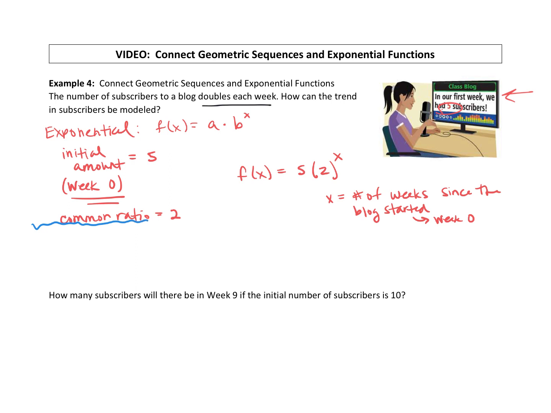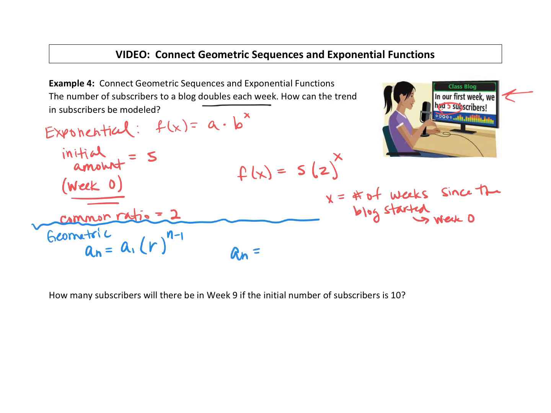We also can write this as a geometric function. Because the number of subscribers doubles each week, that's multiplying by 2 to get the next week, multiply by 2 to get the subscribers the next week, and so on and so forth. This would be a geometric sequence if we wrote out the sequence. So to write a geometric sequence, we'll just use the explicit formula, a sub n equals a sub 1 times your common ratio raised to the n minus 1 power.